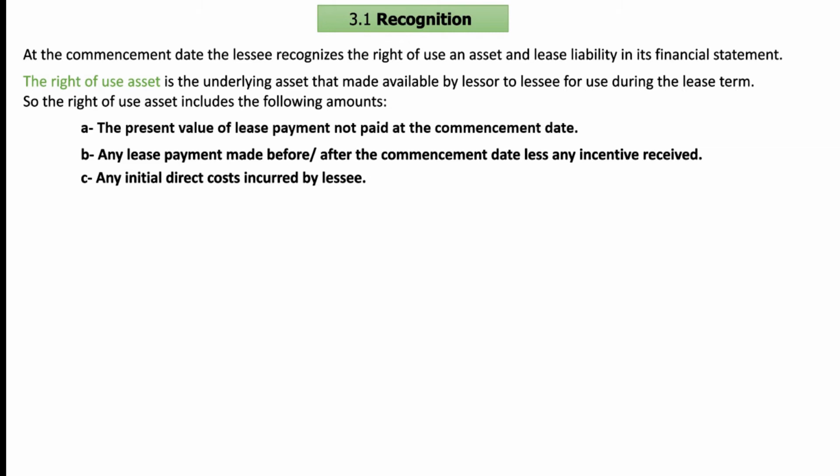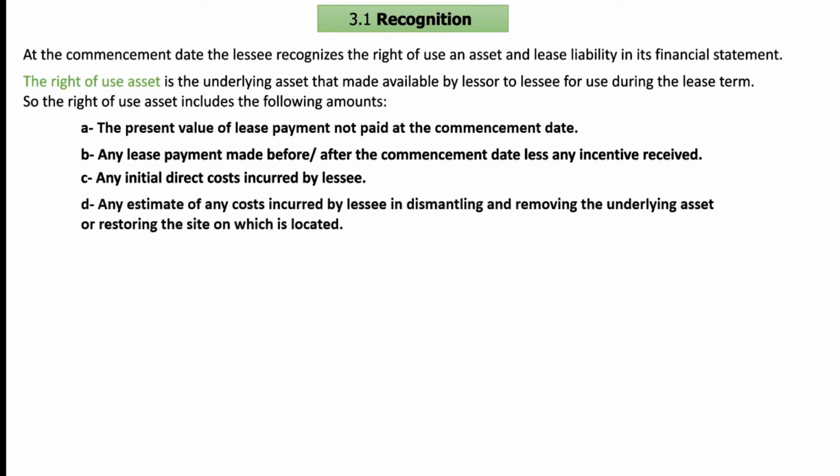And third, we have any initial direct costs incurred by the lessee. If the lessee pays any initial direct costs, such as legal charges or arrangement of the lease contract, all those should be included in the underlying asset. Lastly, we have any estimate of costs incurred by the lessee in dismantling and removing the underlying asset or restoring the site on which it is located.